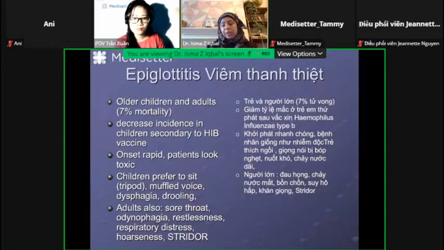Both for adults and children, there'll be a history where they've had a sore throat and they won't have been eating and drinking for the last 24 to 48 hours.